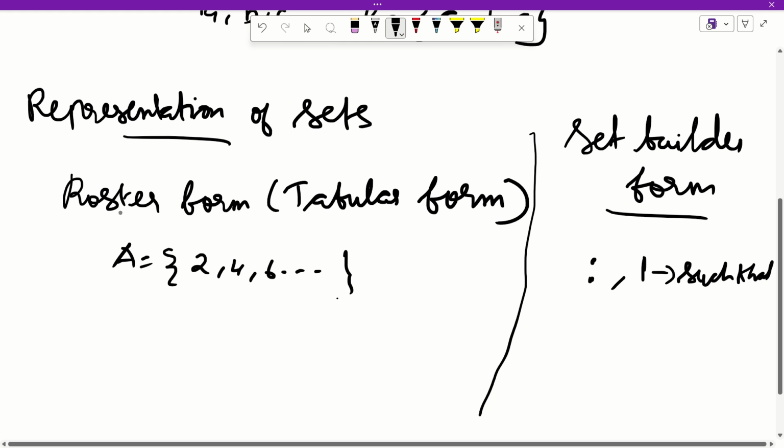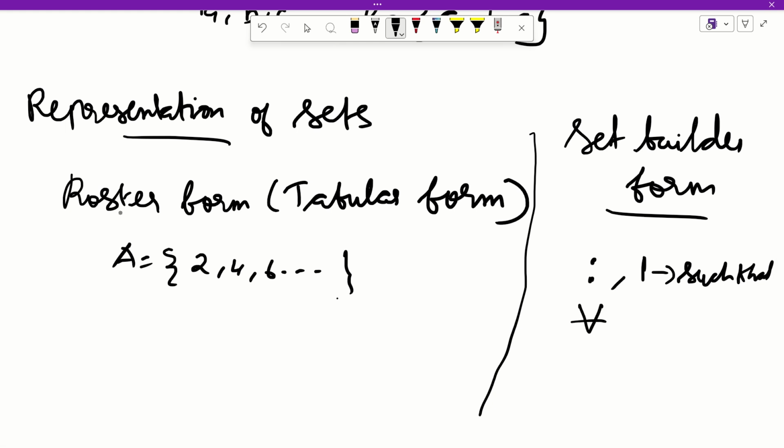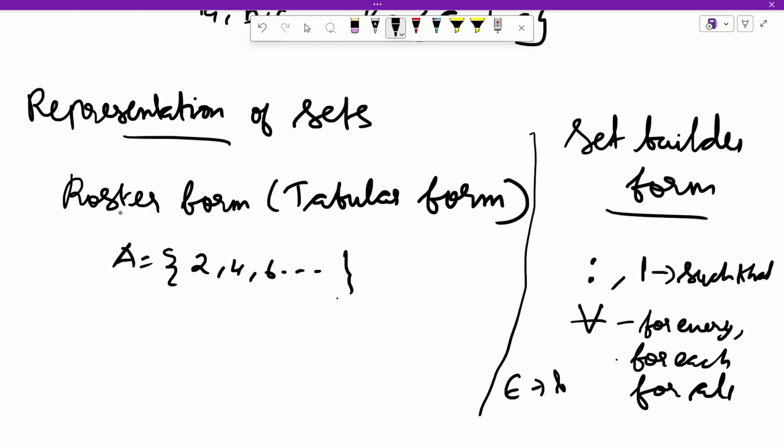Also, we use the symbol for "for all", "for each", or "for every". Then we use a comma. Then we use the symbol for saying "belongs to". Then we use the symbol for saying "does not belong to". These are just some basics to know.